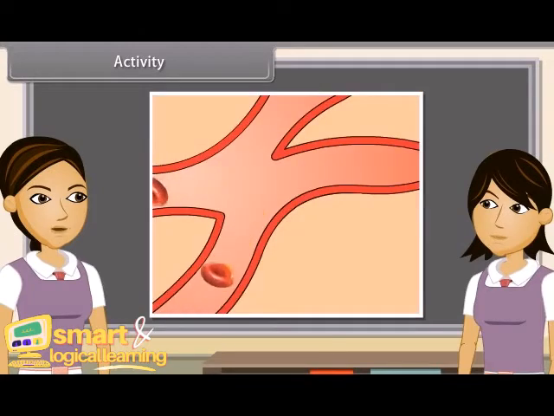Human red blood cells are circular, biconcave, and denucleated and more in number. It has iron-containing conjugated protein called hemoglobin, due to which they are red in color.